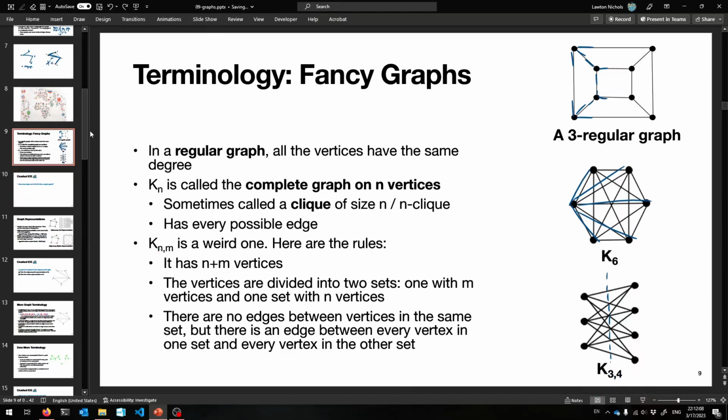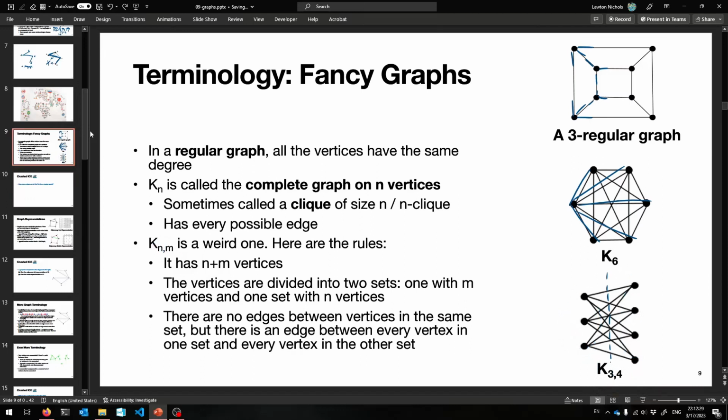So let me at least read these bullets first. K n,m is weird. Here are the rules. It has n plus m vertices. So K3,4 is going to have 3 plus 4 vertices. And then we're dividing those vertices into two different sets, one with the n number and one with the m. So here we have 3 on the left and 4 on the right. That's what's going on there.